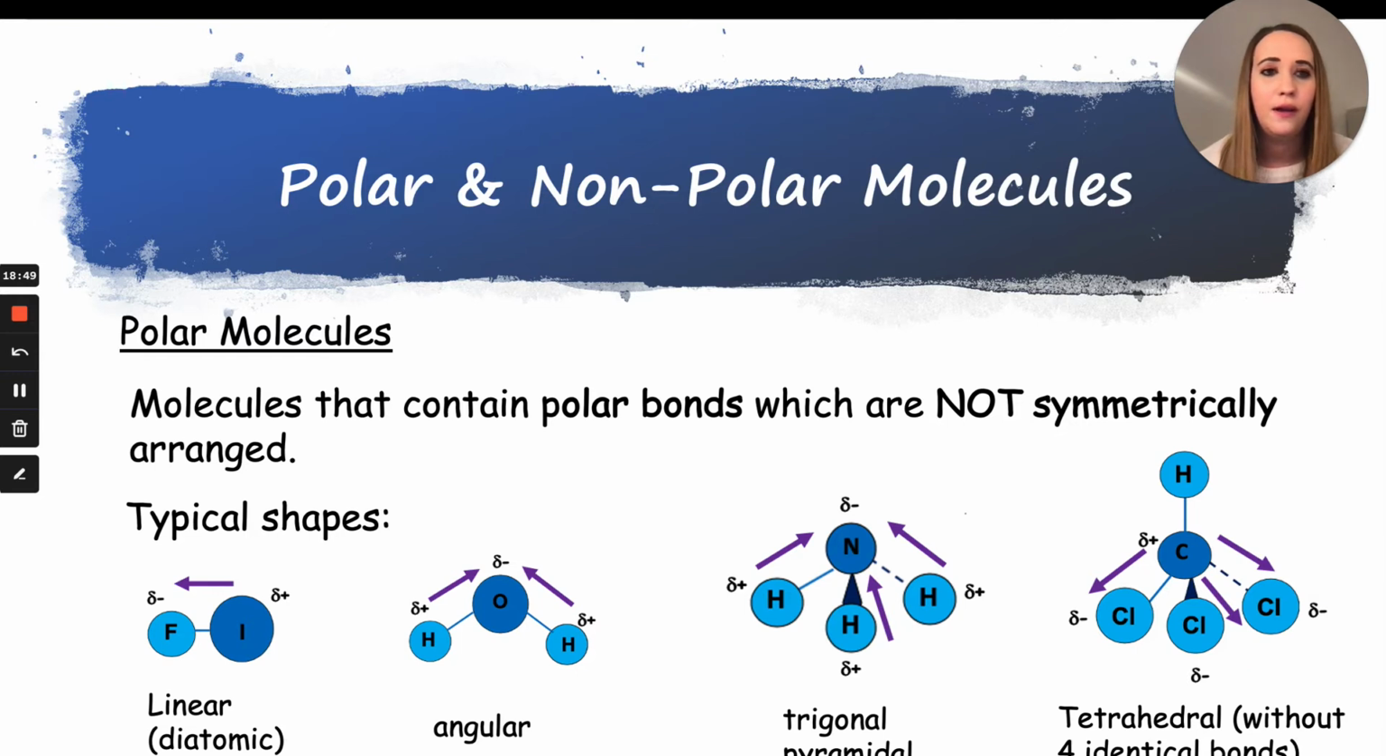Tetrahedral, it is important to look at what bonds you have, what atoms are attached. The angular and the pyramidal shapes are definitely polar. If you see them with polar bonds, then you know that's the case, but you just have to be careful with the other 2.